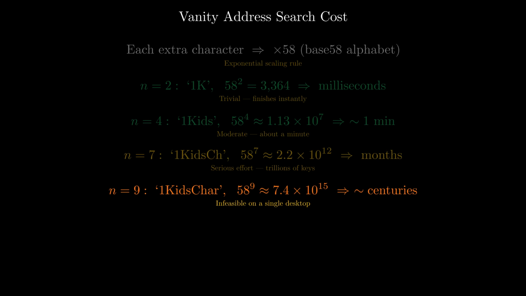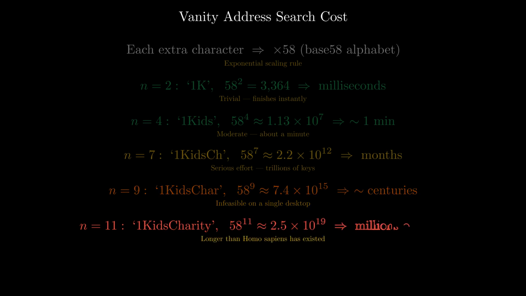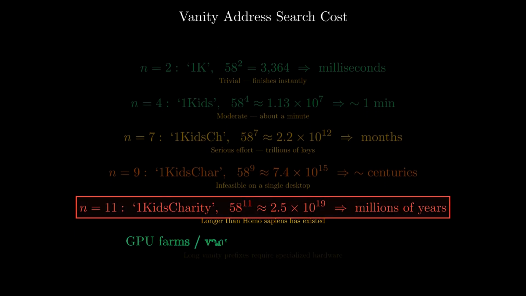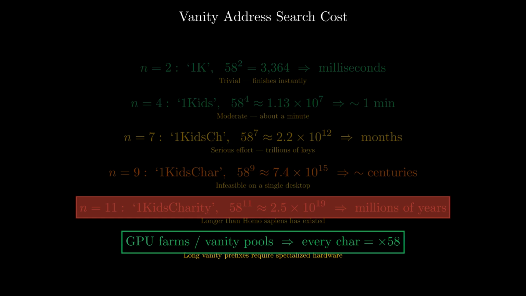At 9 characters, you need 58 to the 9th, which is roughly 7.4 times 10 to the 15th, on the order of hundreds of years. And 11 characters, like 1 kid's charity, pushes you to 58 to the 11th, about 2.5 times 10 to the 19th combinations. Millions of years longer than Homo sapiens has existed. You can run GPU farms or hire vanity pools. That's brute force for you. But every character you add is another factor of 58. That's why most vanity addresses you see in the wild are short, and why the elaborate ones were almost certainly generated by specialized hardware.